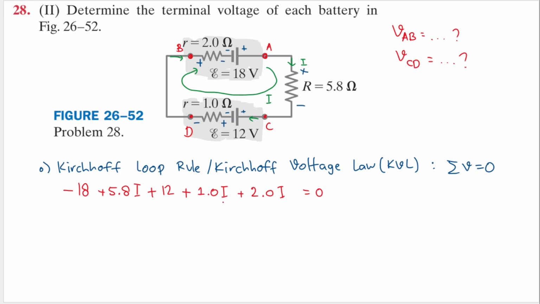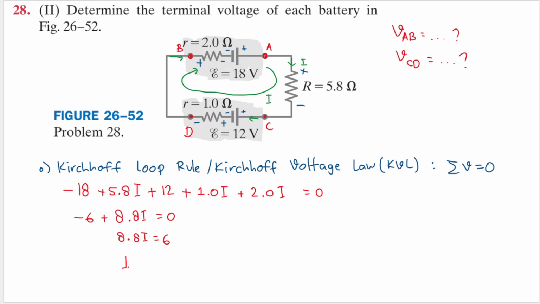Let's do some arithmetic, right? So I will have minus 18 plus 12. That will be minus 6. And then plus, what is it? 5.8 plus 1 is 6.8. 6.8 plus 2 is 8.8. So I will have 8.8 I, and then all of that will equal 0. Or we can add 6 to both sides. So I will have 8.8 I is equal to 6.